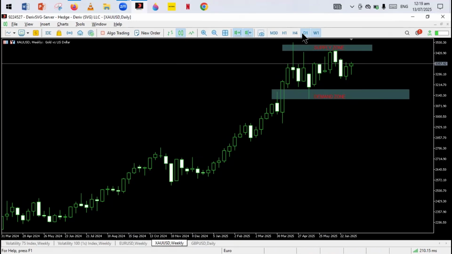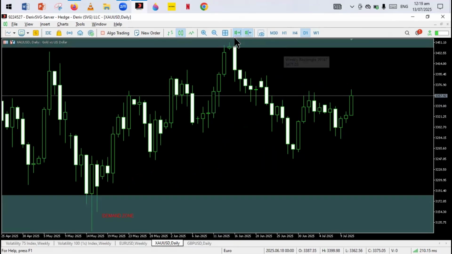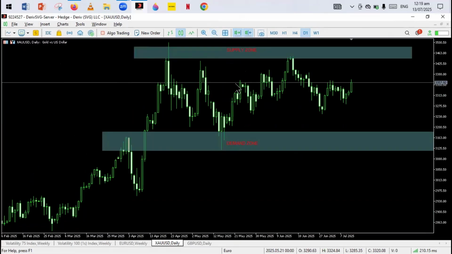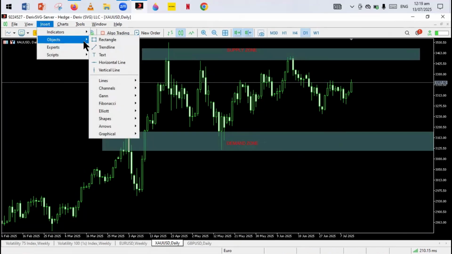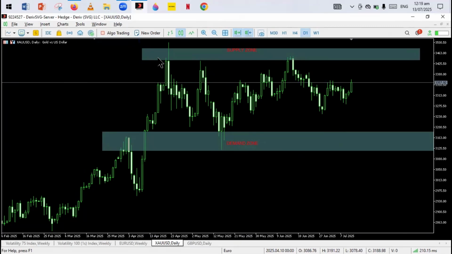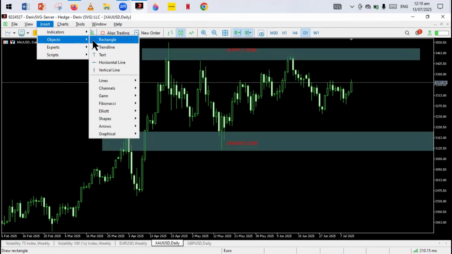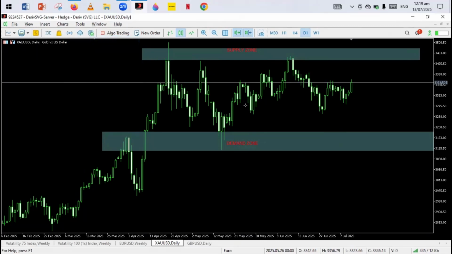Then if we go to our daily time frame, we'll be able to see that price is coming from a demand zone headed to it tapped into our supply zone. Now we are coming from the supply to our demand zone. However, price is in the middle of a zone and is currently reacting at this support level.